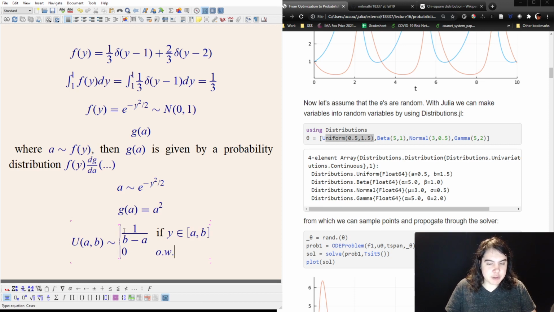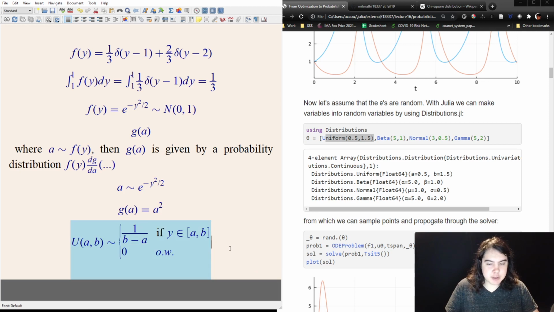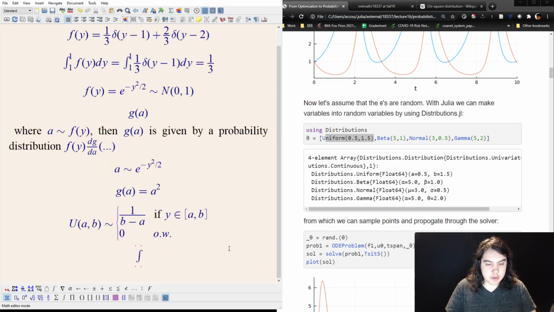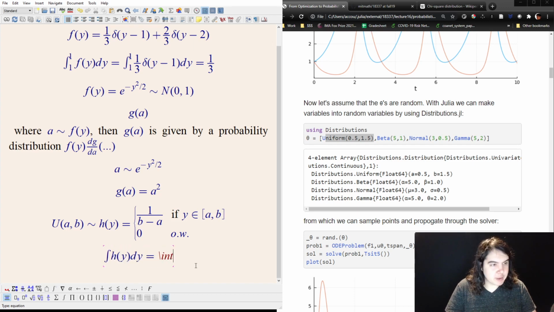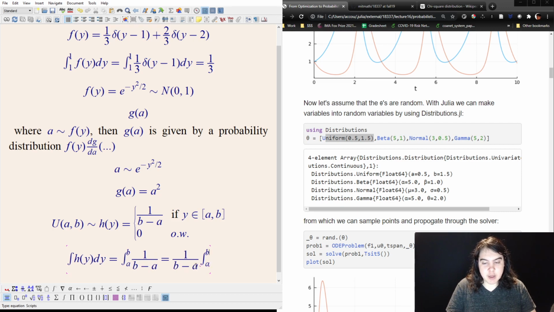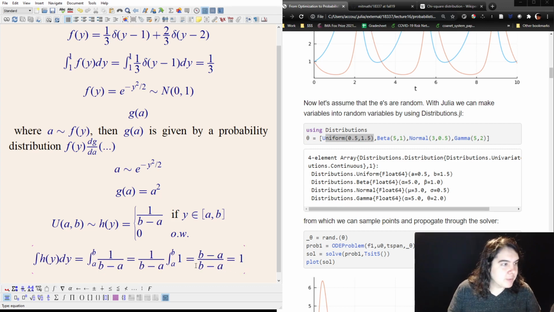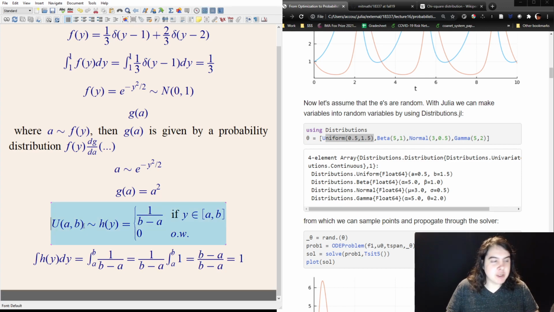Right, and why is this a probability distribution? Well, if you integrate this, let's say this is h of y, which is equal to this. So the integral of h of y dy is equal to, well, everything that's 0 can be discarded. So we have the integral from a to b of 1 over b minus a, which is equal to this constant 1 divided by b minus a times the integral from a to b of 1, which is equal to b minus a over b minus a, which equals 1, right? The reason I'm doing this is showing that there's a 100% probability. So this is a valid way to represent a probability distribution, and this is the commonly known uniform distribution, right?